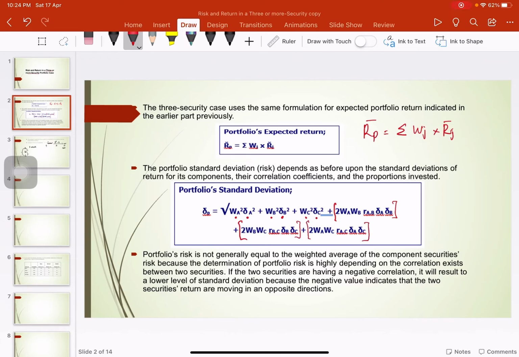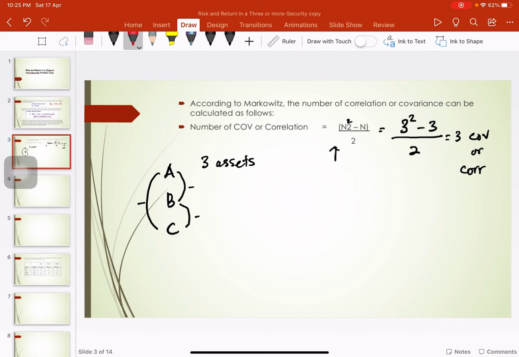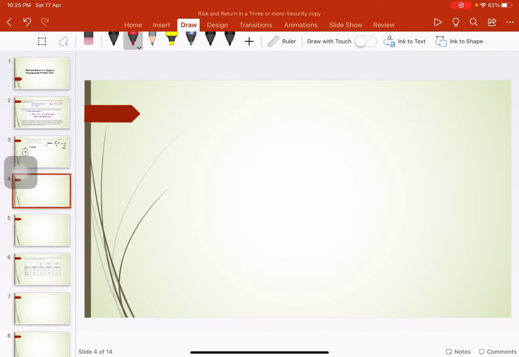Nampak tak? Next, 2 weight A, weight B, so correlation AB first, times standard deviation A times standard deviation B. Next, we plus the next pair, 2 weight B and weight C, times correlation BC times standard deviation B times standard deviation C. And for the last pair, 2 weight A, weight C, the correlation between A and C, times standard deviation A times standard deviation C. So this one is clear just now.